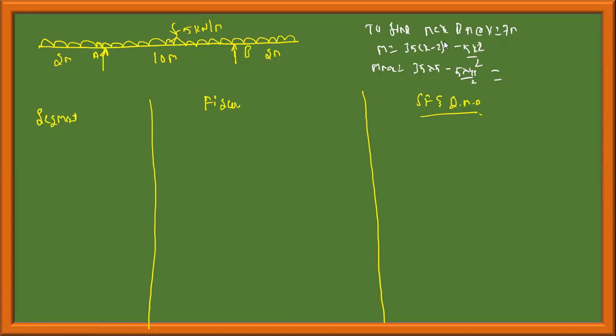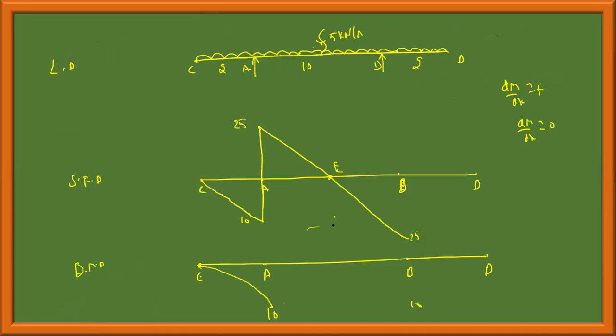How much? 35 into 5 minus 5 into 49 by 2. 52.5. Raghavendra, why do you make these mistakes? Sir, I thought that 5 has 2. I did 2 into 49 by 2. Please concentrate. 52.5 kilonewton meter. So I'm getting a point where the bending moment is maximum. This point is 52.5 kilonewton meter.